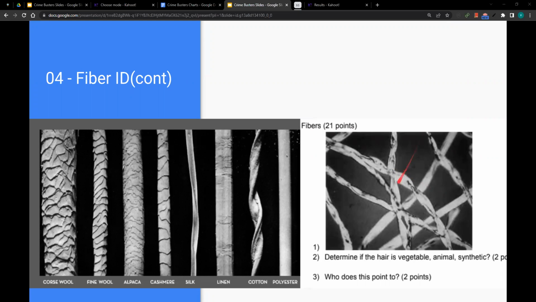So I don't know specifically what type of vegetable fiber this is. This might be cotton or silk. I think it's silk actually. But the main thing that you should know is that this is a vegetable fiber because it is twisted.